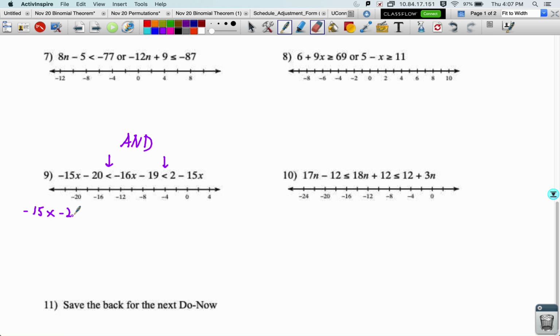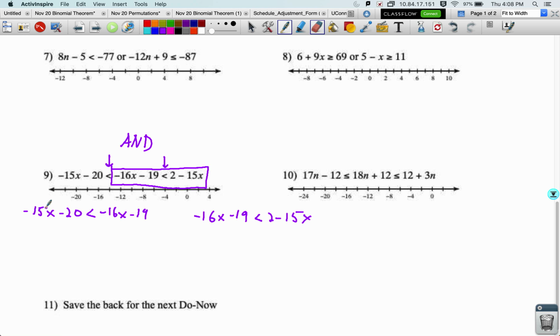So when I go to solve this, I'm going to copy down the far left side. I'm going to copy down the inequality. And I'm going to copy down the whole middle. And that's just one inequality that I have to solve. Then I'm going to repeat the middle, negative 16x minus 19, making sure to get the whole thing that's in the middle here. I want from here over for this next inequality is less than 2 minus 15x.